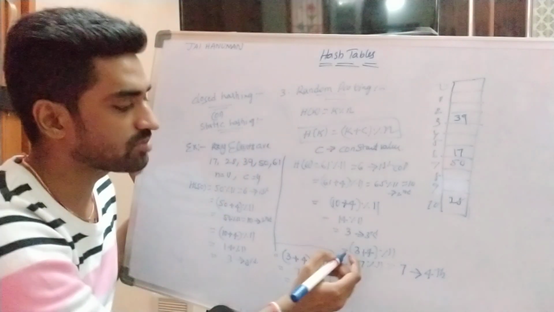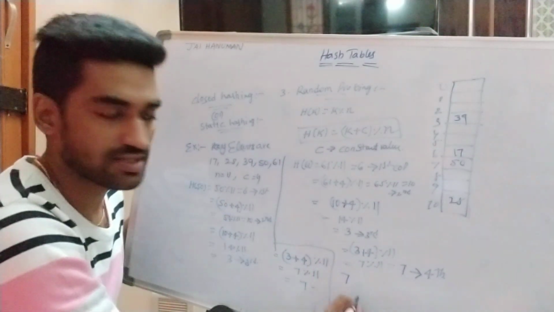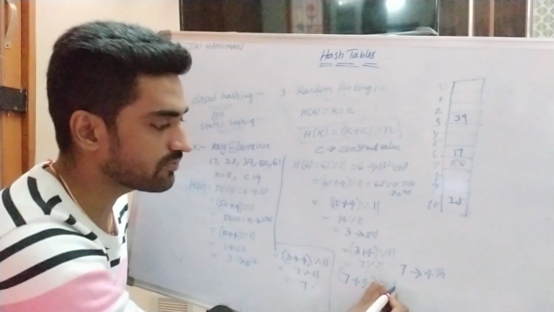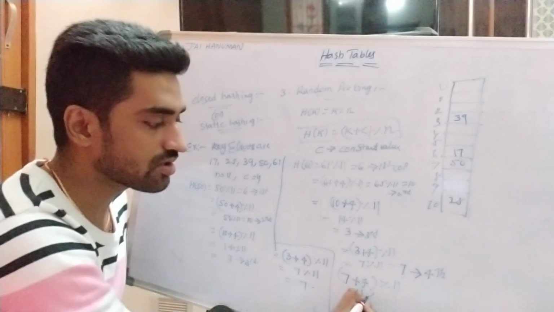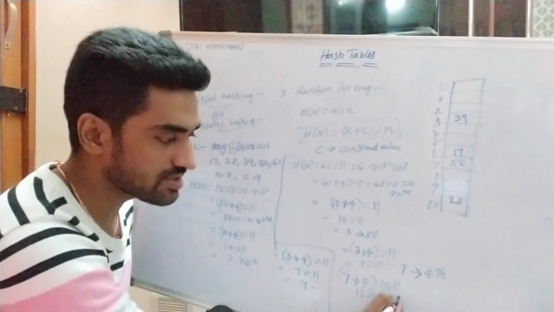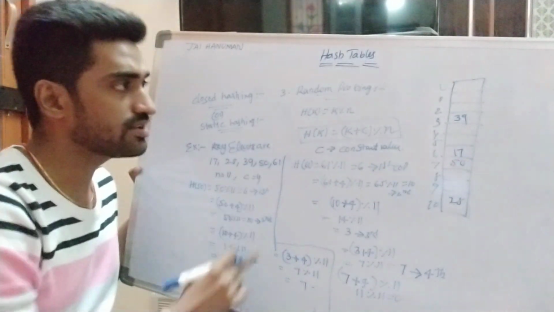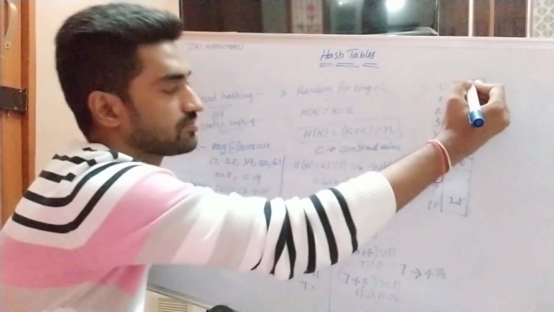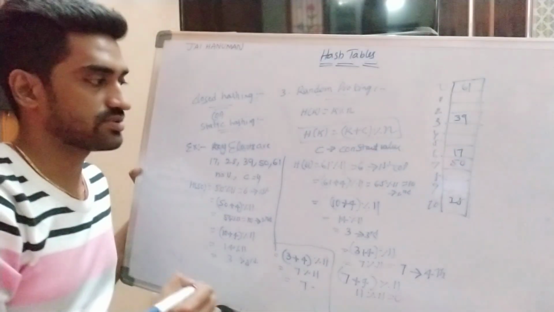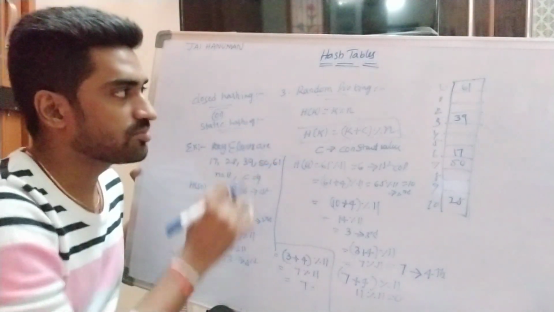Again we are applying random probing. So what is the output for this operation? 7 plus 4 modulo division of 11. So 11 modulo division of 11. So what is the result? 0. So the 0th position is a vacant position. So that's why we are inserting 61 at which position? 0th position. 61. So this is the random probing mechanism.